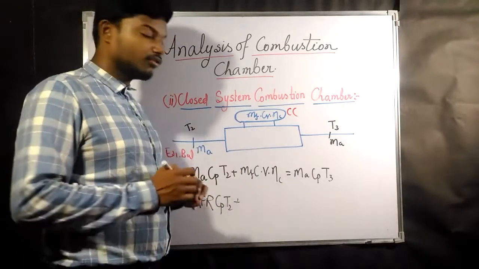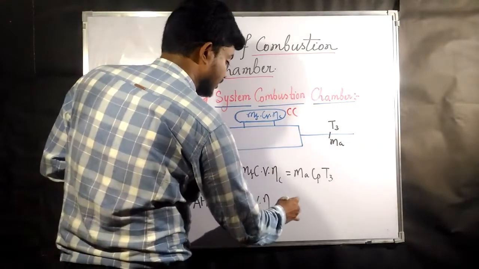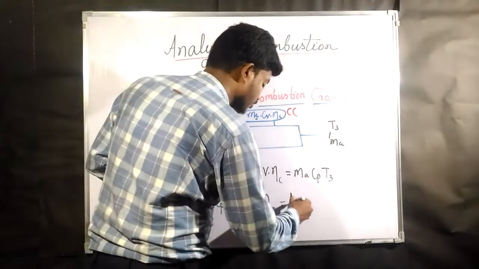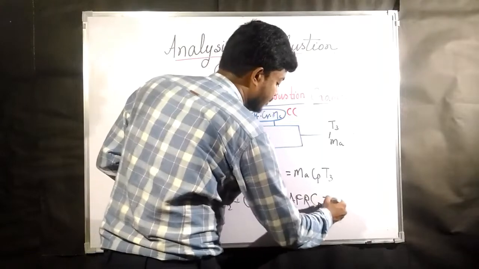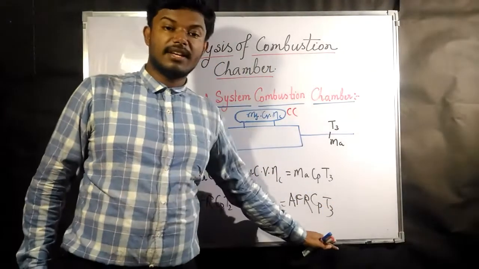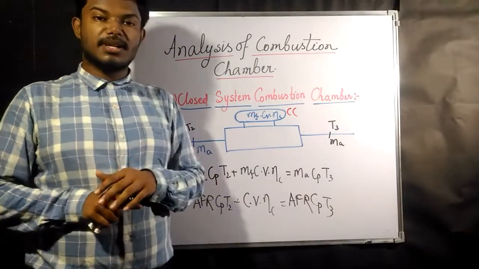If you divide it by mass of fuel, what is going to be there? Cv into eta C. And here also, if you divide by mass of fuel, what is going to be there? This is going to be nothing but AFR, or air fuel ratio, into Cp into T3. Okay. Now this is going to be our energy balance equation for closed system, for closed system combustion chamber.